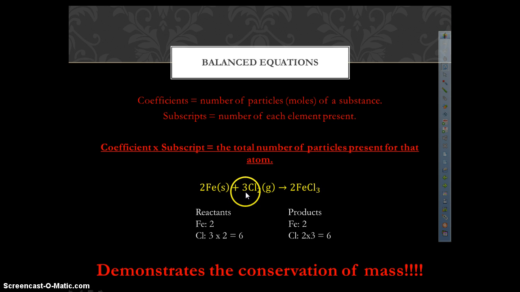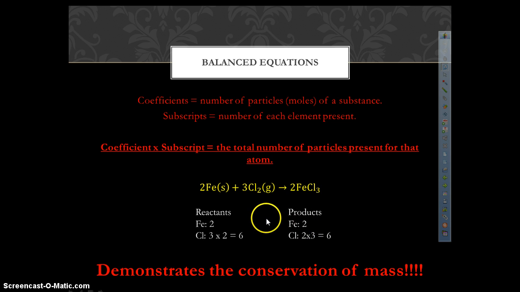So altogether, if I wanted to know how many chlorine atoms I had, individual pieces, I would take the subscript, which is a 2, times the coefficient, which is a 3, and that would give me 6 total chlorine atoms. Same thing over here. I have a 2 outside and a 3 written here because this is, for example, iron 3, so I have to have 3 chlorines to balance it. And that will also give me 6 chlorines.